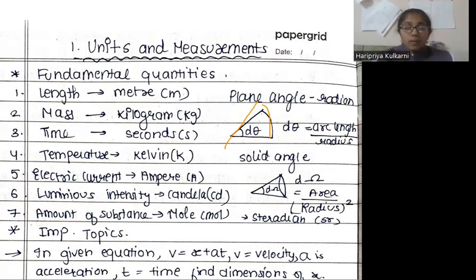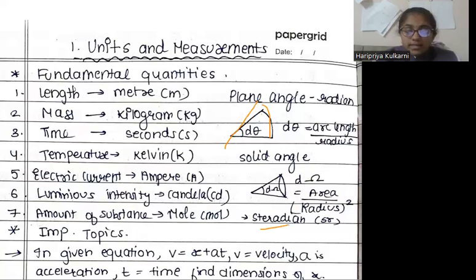So the angle formed within a sphere, that is in three dimensions, is known as a solid angle, right? So I measure it with the letter d omega. Okay, so here what is d omega? It is area divided by radius square. Okay, so here the unit is steradian, right?